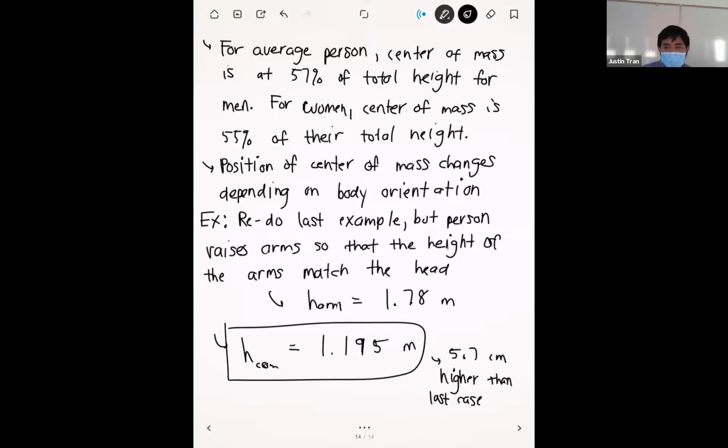Right, and so the center of mass is something that's dynamic, and it's not something that's constant within your body, right? So depending on what the orientation of your body segments are, that's going to change the position of your center of mass. Okay?